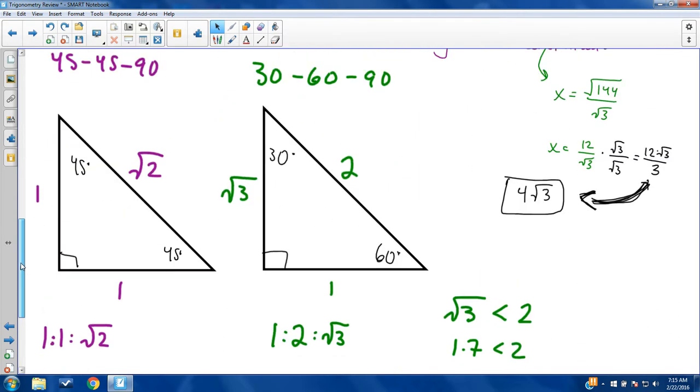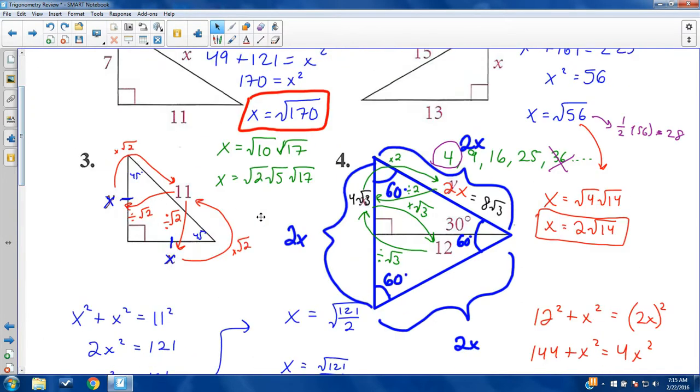Now you can do this completely without that and completely without trig by doing exactly what I did, which was using Pythagorean Theorem in a different way. All right, there's 1 through 4.